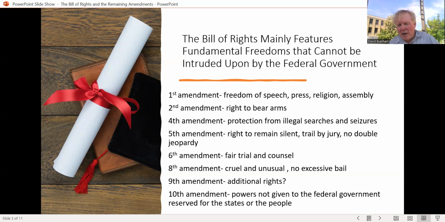Fifth Amendment, the right to remain silent, the right to a trial by jury, the right to no double jeopardy. You don't have to testify against yourself in court when it comes to crimes, but you can be compelled to testify if you have been given immunity from your crimes. So you only have a right to remain silent to keep yourself from getting convicted. And it doesn't protect you in a civil case either. You can lose your money and be forced to testify on that.